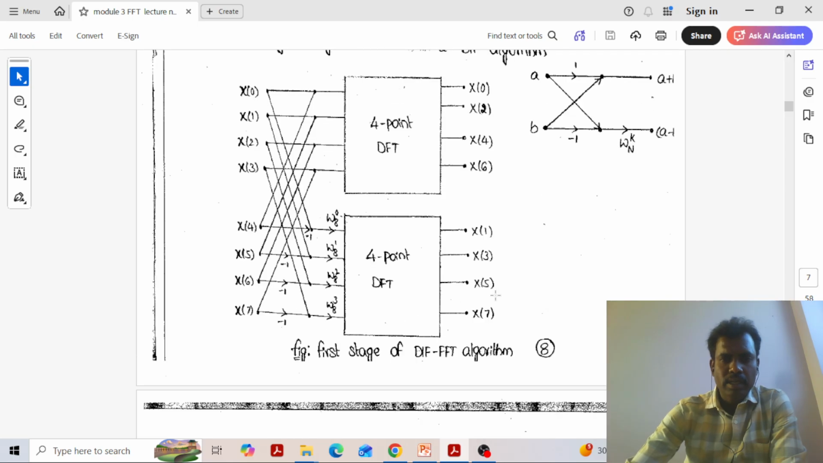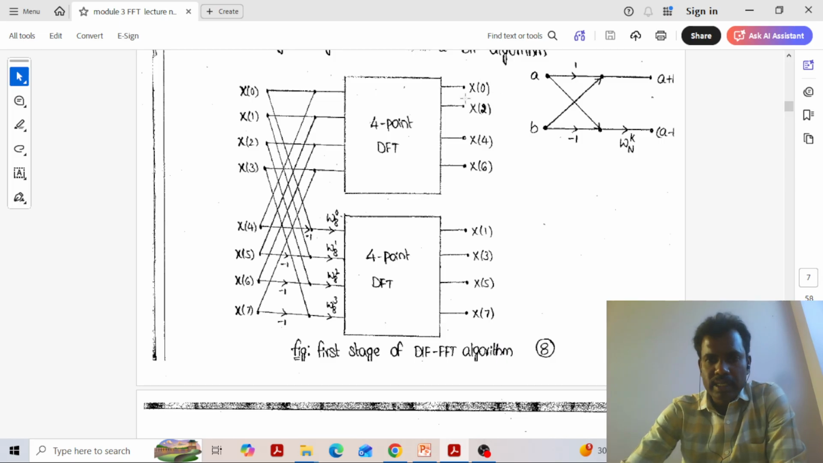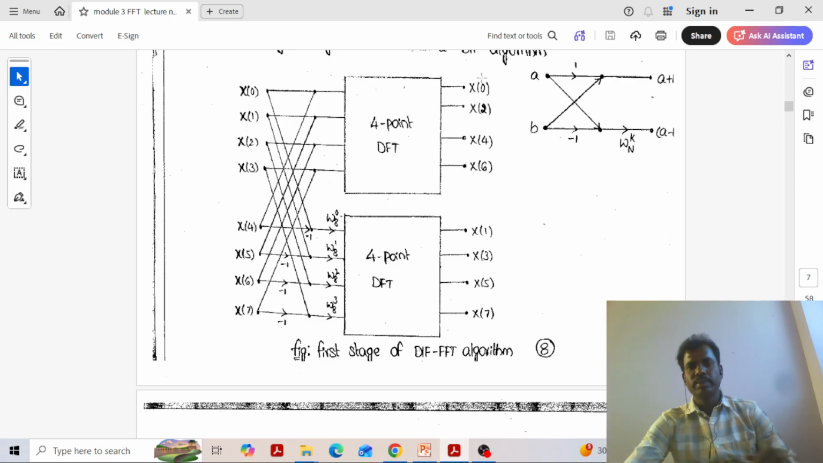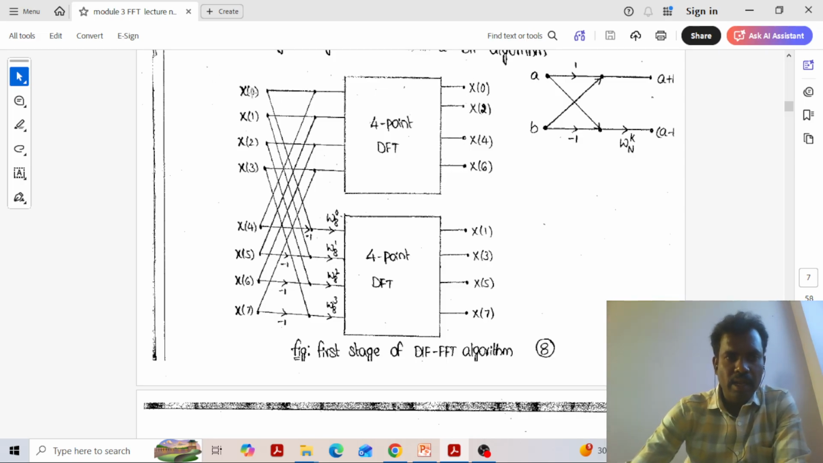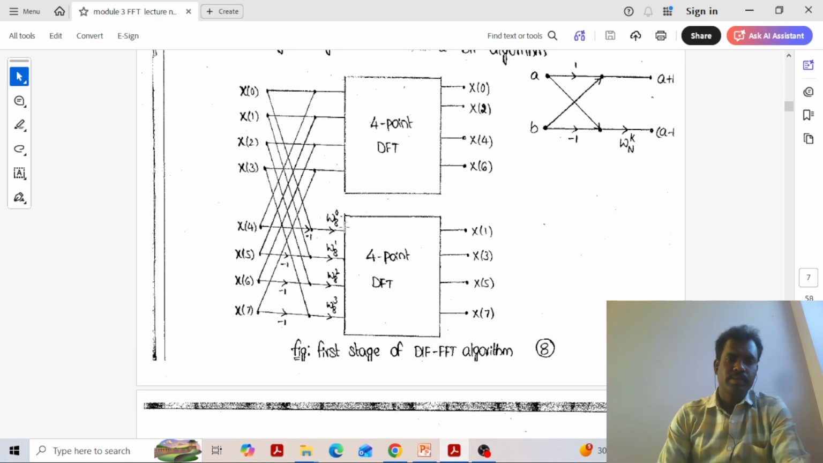Likewise, here the output is divided into two parts. X of 0 to X of 7 is grouped into two parts, even indexed samples and odd indexed samples. These even indexed samples are capital X of 0, X of 2, X of 4, X of 6. And here capital X of 1, 3, X of 5, X of 7. This is obtained just by combining two 4 point DFTs like this. This is the addition and subtraction, and it is multiplied with it.